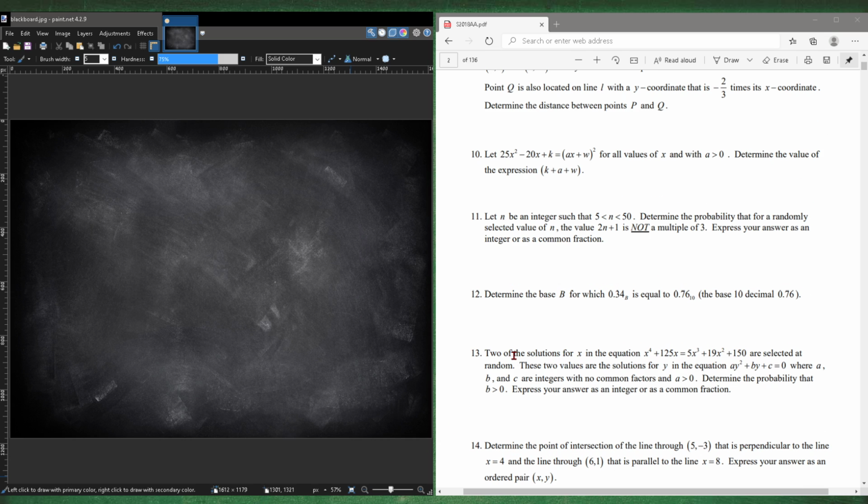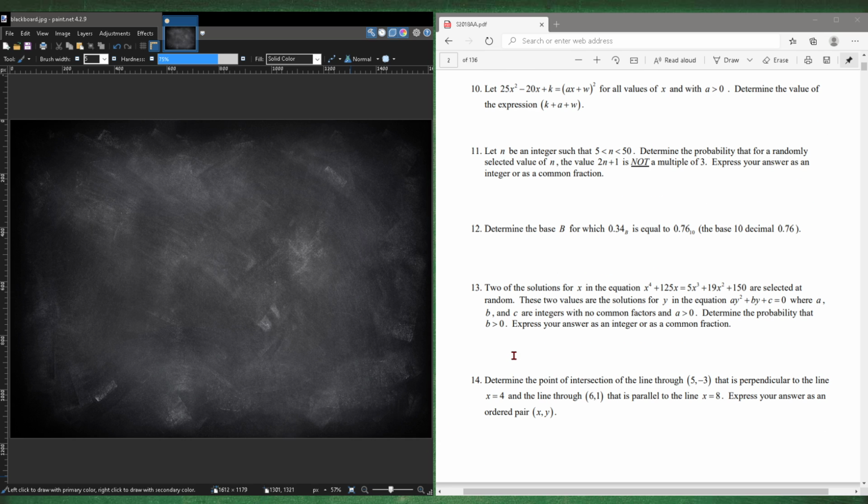Okay, now let's work with number 12. Determine base b for which 0.34 base b is equal to 0.76 base 10. So the trick to this is, if we're looking at the 3, which is the first coefficient of our base b number, and we look at our 0.76, all we have to do is divide them. You could use your calculator, but 0.76 is really close to 0.75. And 0.75 divided by 3 is 0.25. So 0.25 is the same thing as 1/4.